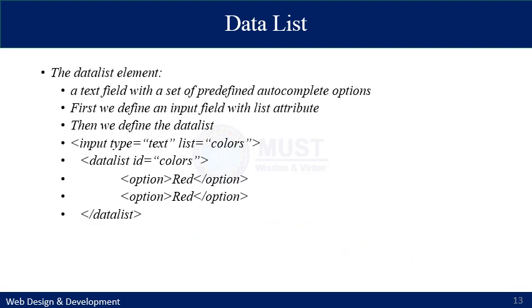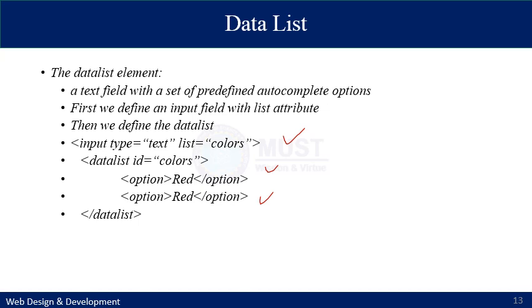So we discussed the data list in the last slide. A data list element is a text field with a set of predefined autocomplete options. First we define an input field with the list attribute, then we define the data list items. So it is specified by the input type text, and we have a list of colors. We have a data list item with the ID of colors, and we have two colors which are named, for this case mistakenly, both red. However, we can specify different options.